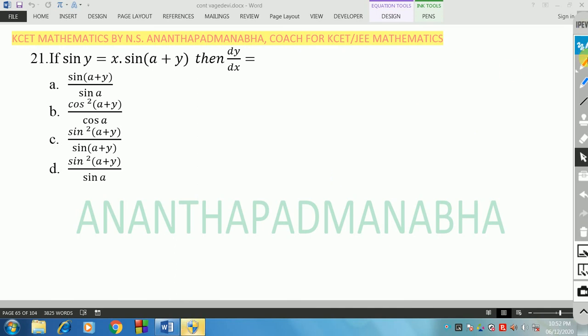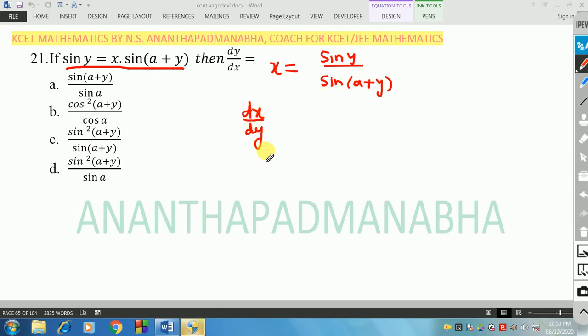If sin y is equal to x into sin of (a plus y), then I have to find dy by dx. Anyway, we have 4 options, so I will proceed with this question by solving sin y equals x into sin of (a plus y) for x. So we get x is equal to sin y by sin of (a plus y). We will differentiate this with respect to y now.